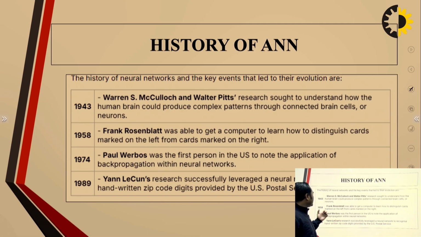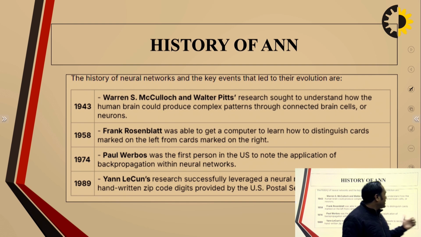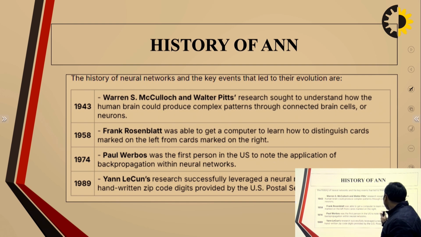Now in 1958, Frank Rosenblatt was able to get a computer to learn to distinguish cards marked on the left from the cards marked on the right. So in 1958, Frank Rosenblatt explained more about the NN.